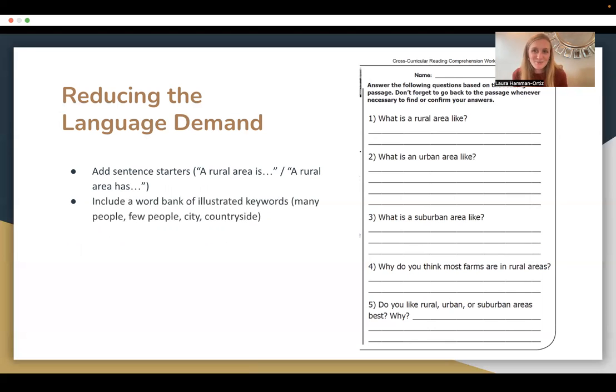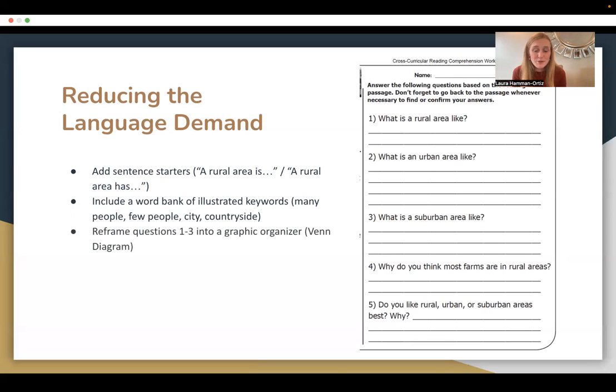And this goes into the second bullet, which is giving them a word bank of illustrated keywords. So such as many people, few people, city, countryside. And then as students are answering these questions, they have that word bank to draw from to be able to respond to and describe a rural area, a question around an urban area, etc.